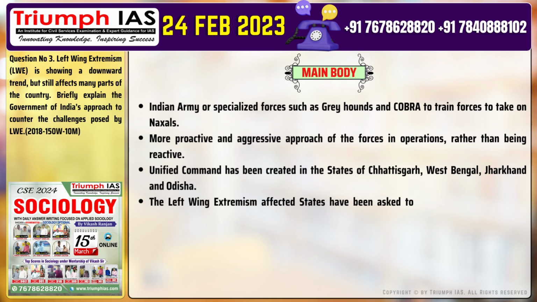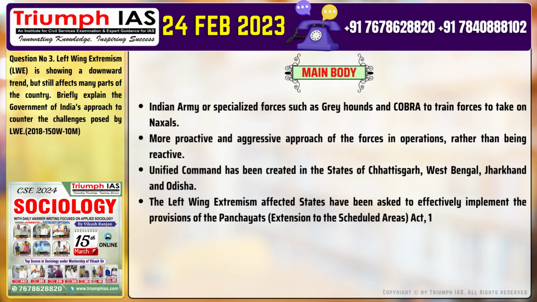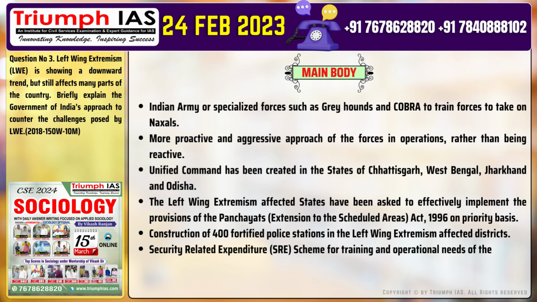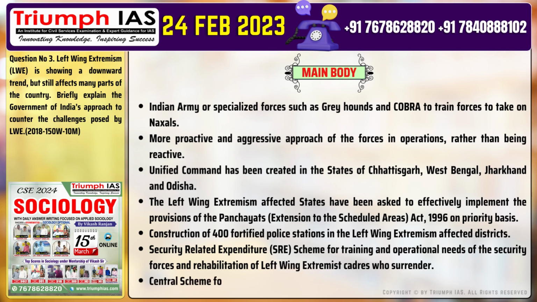Number 7. The left-wing extremism-affected states have been asked to effectively implement the provisions of the Panchayats Act, 1996 on priority basis. Number 8. Construction of 400 fortified police stations in the left-wing extremism-affected districts. Number 9. Security-related expenditure scheme for training and operational needs of the security forces and rehabilitation of left-wing extremist cadre who surrender. Number 10. Central scheme for assistance to civilian victims, family of victims of Naxal violence.